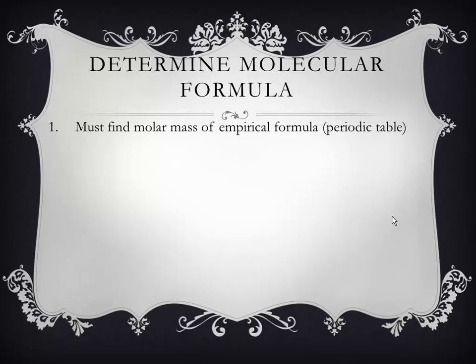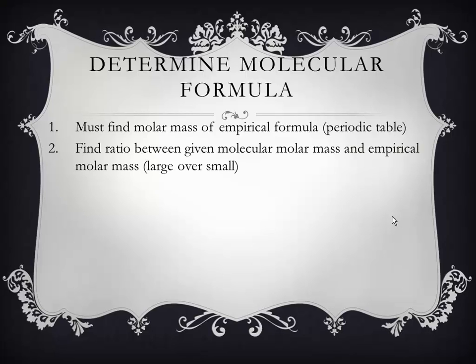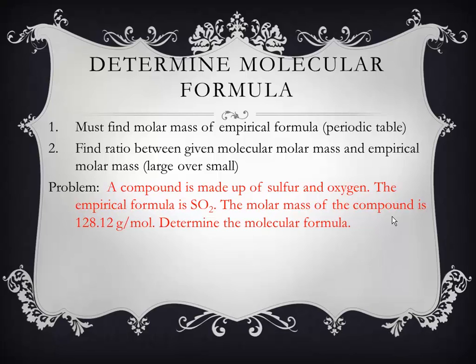Alright, so let's do an example. So here are the steps. You must find the molar mass of the empirical, because we know how to find the empirical formula from the previous examples. And then you do the ratio again. In this case, instead of moles, it's molar mass. You'll have the given molecular molar mass, and then just the newly found empirical molar mass. Do large over small, and you get how much you need to multiply the empirical by.